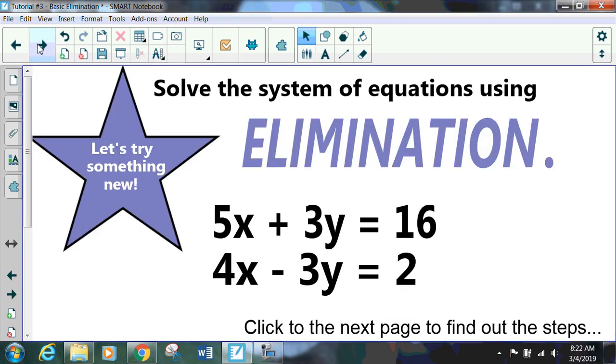Okay, so we've been looking at systems of equations. We've solved by graphing, we've solved by using substitution, and now we're going to use something that's called elimination. So it's something new. So let's look at the next page.